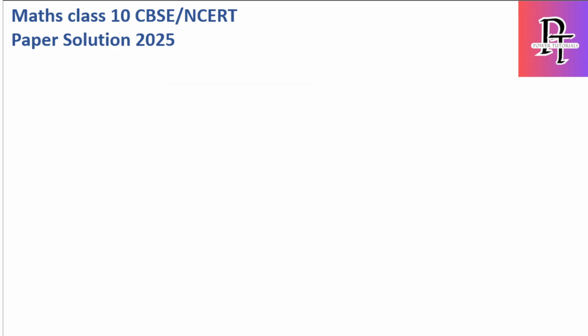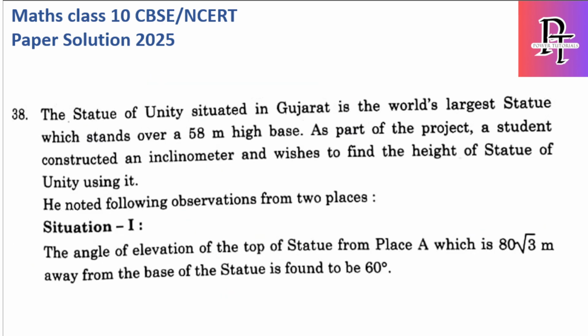Okay, let's see the next one. Third case study. Statue of Unity is situated in Gujarat, is the world's largest statue which stands over a 58 meters high base. As a part of the project, the student constructed an inclinometer and wishes to find the height of a statue using it. He noted the following observations from 2 places. Situation 1, the angle of elevation of top of statue from place A, which is 80√3 meters away from the base of the statue, is found to be 60 degrees.